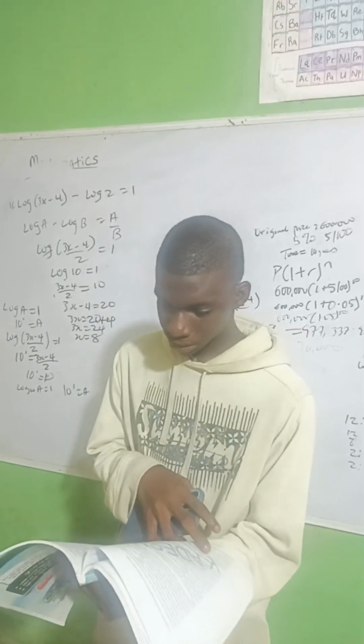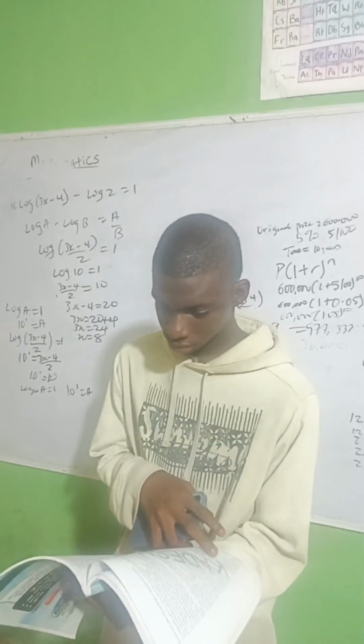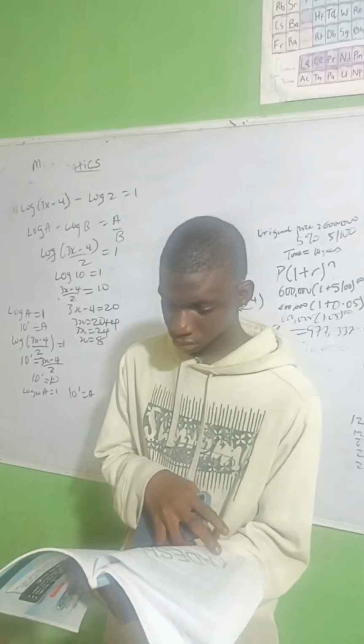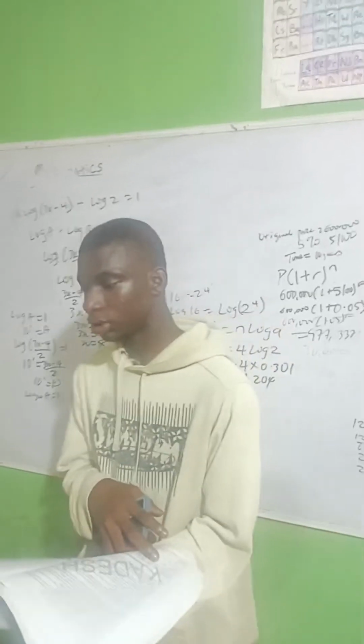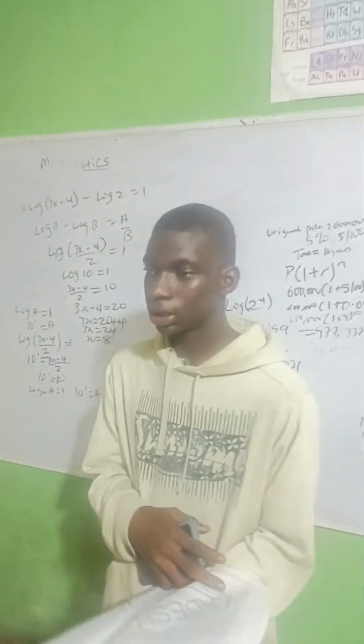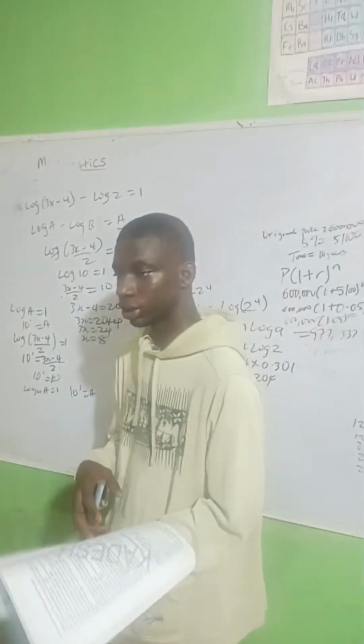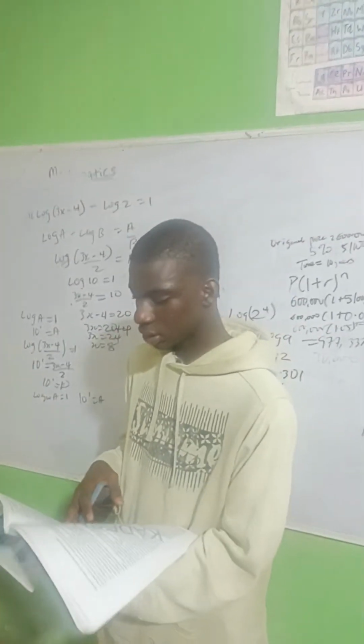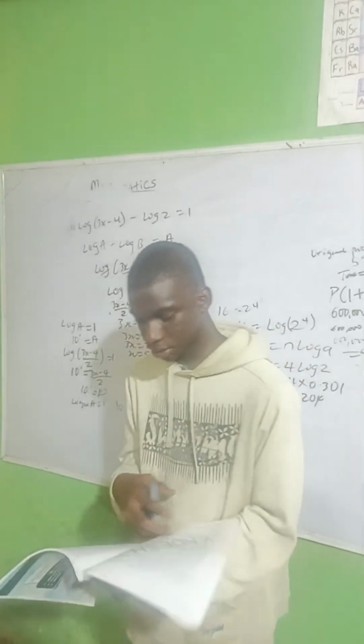How did you get 14%? 70 divided by 500 times 100. Cost price minus selling price, right? That's 500 minus 430, divided by 500, times 100. So that's 70 divided by 500 times 100%.